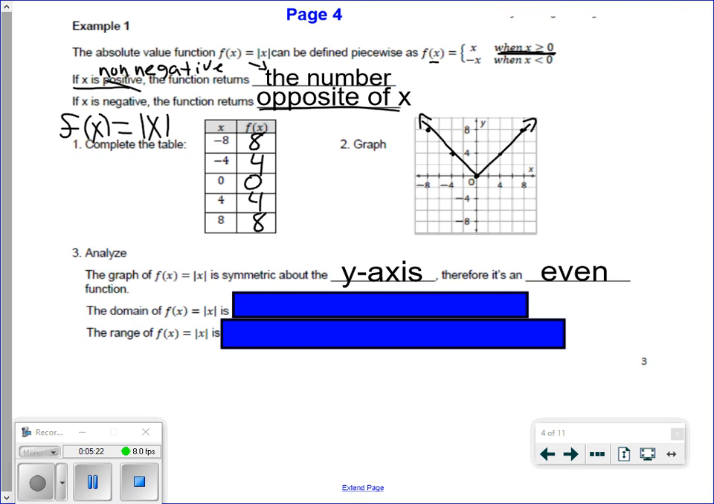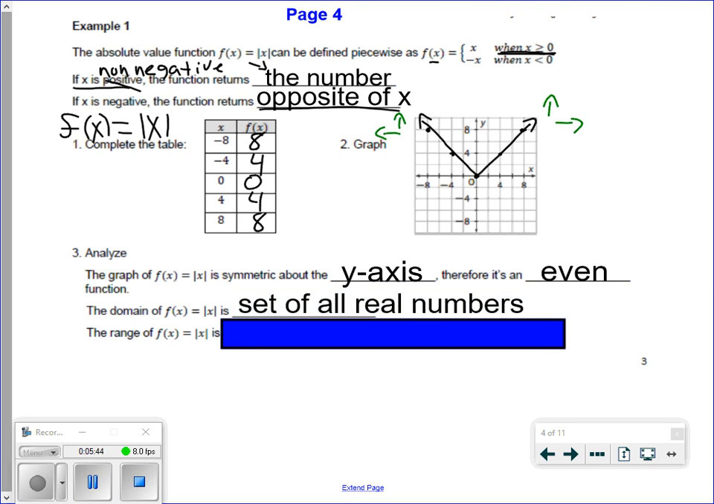The domain of f of x equals the absolute value of x. If you look at the graph, we hit every single possible real x value. The function we drew is going up and to the left forever, and up and to the right forever. It's going diagonal both ways. So over an infinite amount of time, we're hitting every single real number. We're going to the left forever and to the right forever, so we're hitting every possible real number.